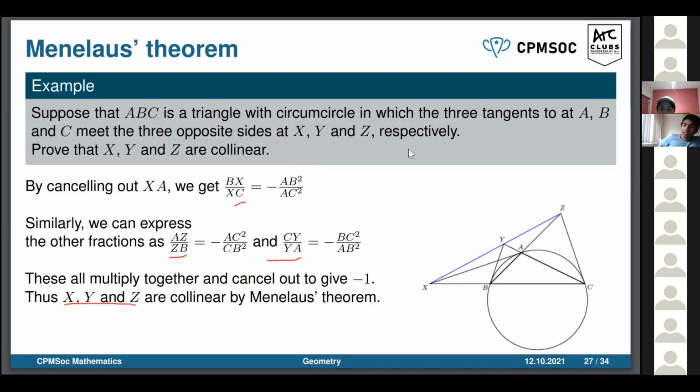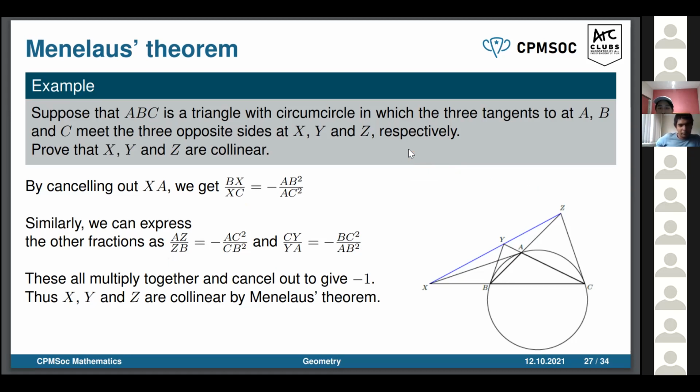Another thing you can try is proving Menelaus's theorem. It's a fun exercise. One way involves using the ratio of areas of triangles, which is probably the most common way. Another way, I believe, is to drop perpendiculars and use similar triangles. So see if you can come up with a proof of Menelaus's theorem.